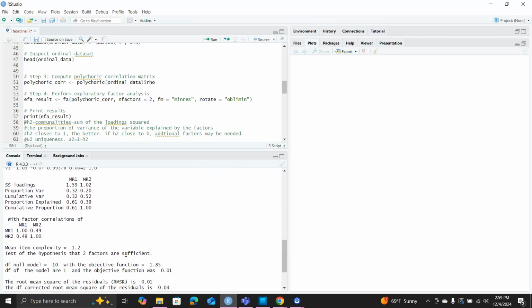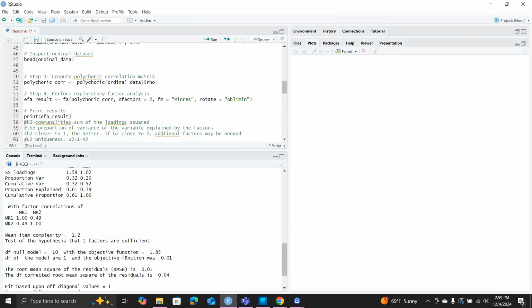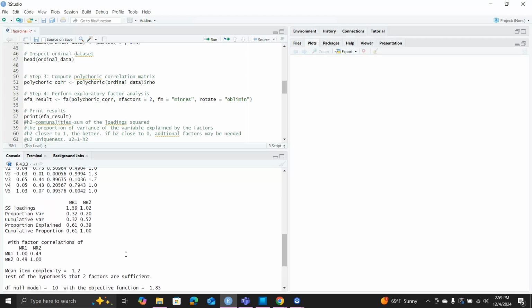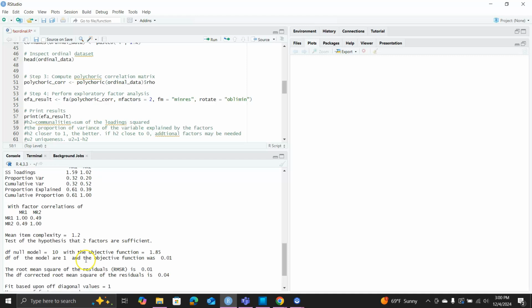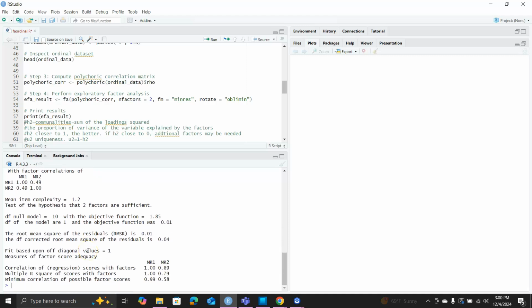And the next table, I think the most important one here, is the cumulative proportion. With MR1, we get 61% variance explained. With MR1 and MR2, we get 100% variance explained. So we did a very good job when we selected 2 factors. And then there's the factor correlation. MR1 and MR2 are correlated positively, with a correlation coefficient of 0.49. So it's like a medium correlation.